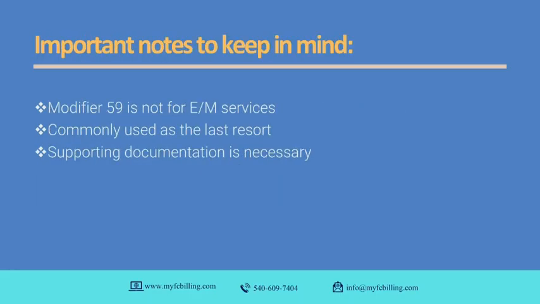Some important points to keep in mind about Modifier 59. It is not for evaluation and management services or E&M services. For E&M codes, use Modifier 25. Modifier 59 is mostly used as a last resort when no other specific modifiers apply. Documentation is necessary when using Modifier 59 to show support for why the services are separate and distinct.